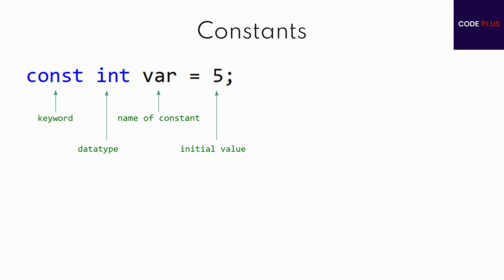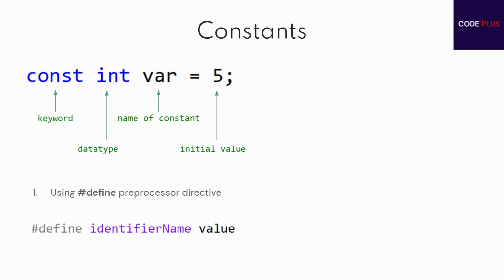In a C++ program, we can define constants in two ways. The first one is using the #define preprocessor directive. This directive is used to declare an alias name for an existing variable or any value. We can use this to declare a constant. Identifier name is the name given to the constant. Value refers to any value assigned to the identifier name.